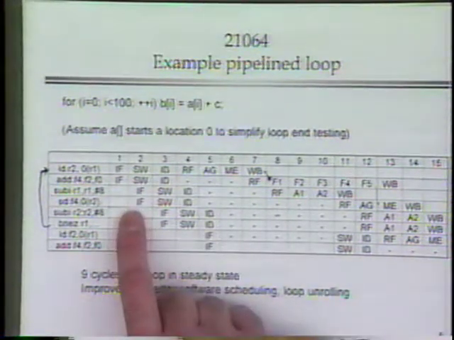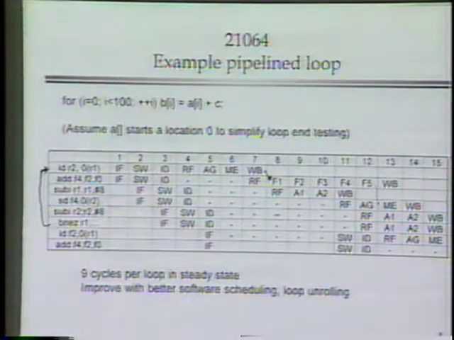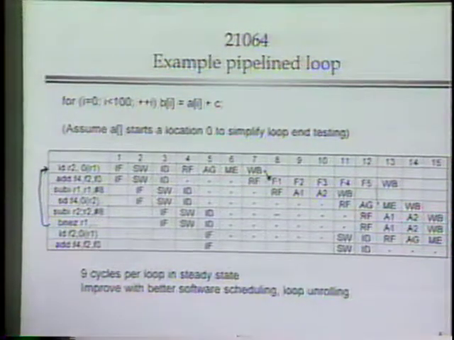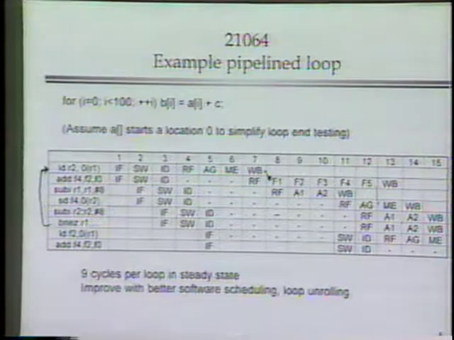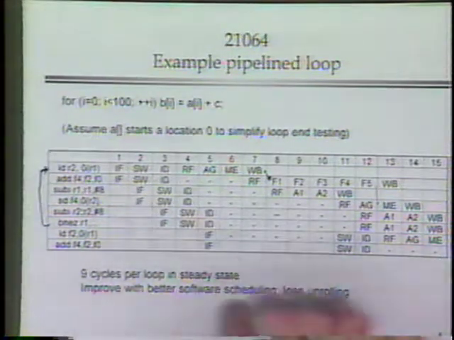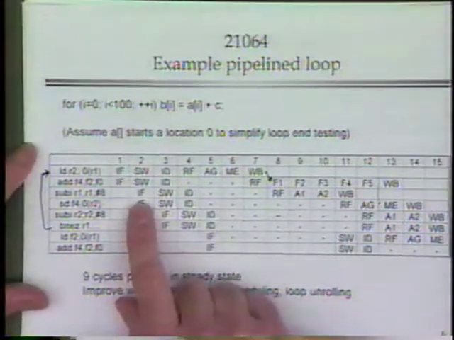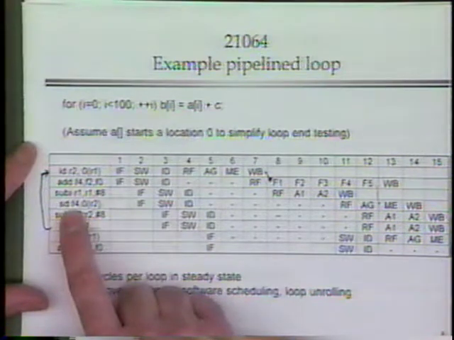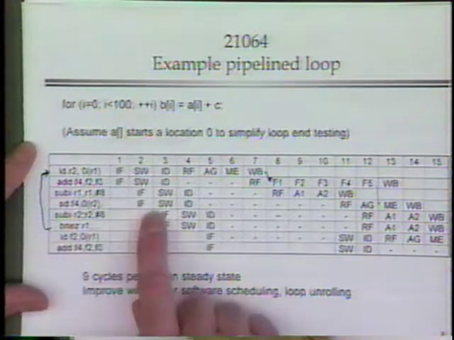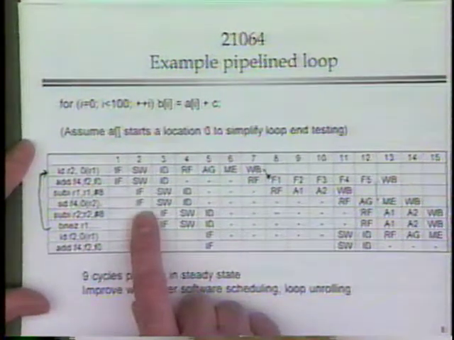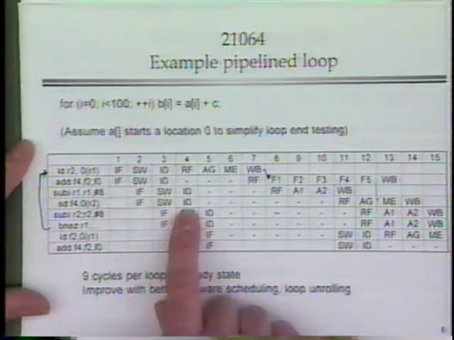Now this is a machine that could, in theory, is this true? Well, the next stage which happens is it fetches the subtract and the floating point store instruction. They can issue together.